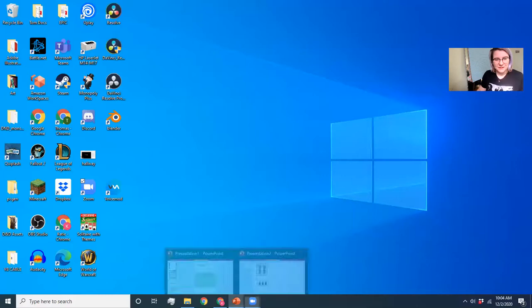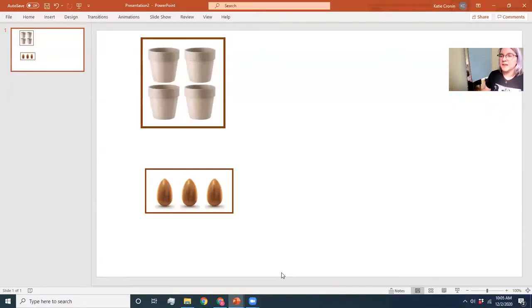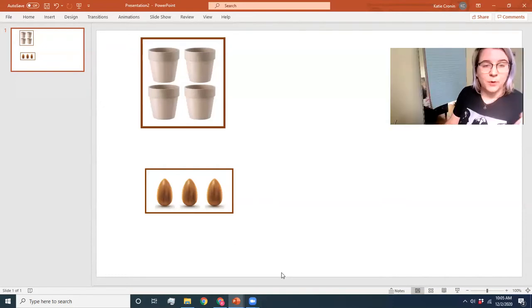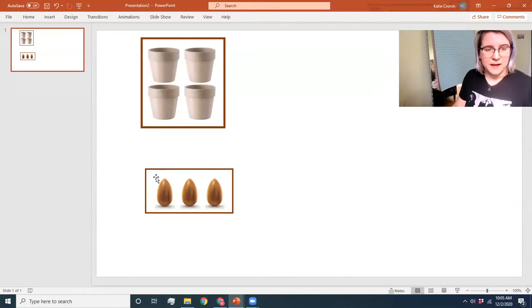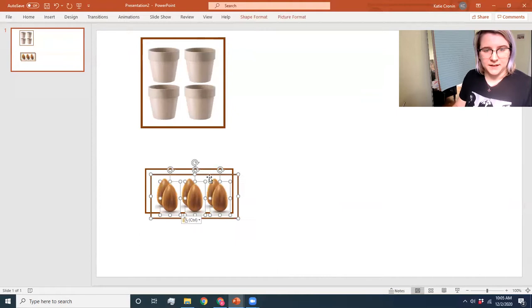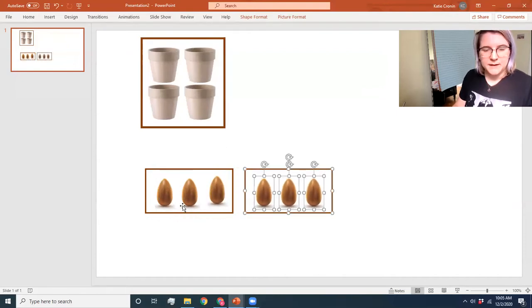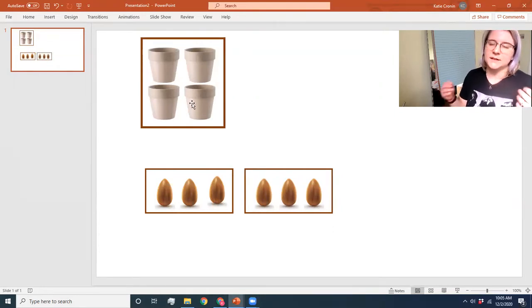Let's take a look. So I drew it out here so we can think about this critically. Here's a box with four flower pots in it and three seeds. So like I just said, if I buy this, then I'm going to have one pot that won't get a seed. So I'm thinking, okay, I have to buy more seeds. So I'll just buy another bag of seeds. And now we have six seeds and four pots. Now we have too many seeds and not enough pots.